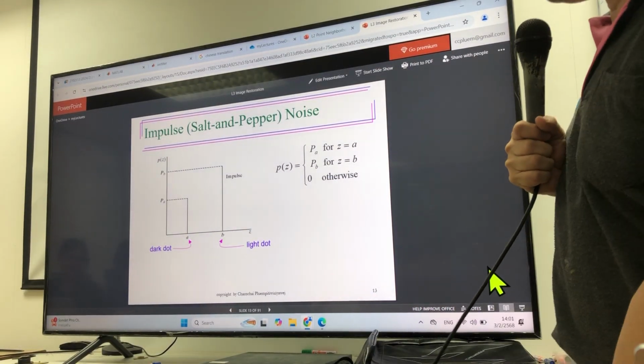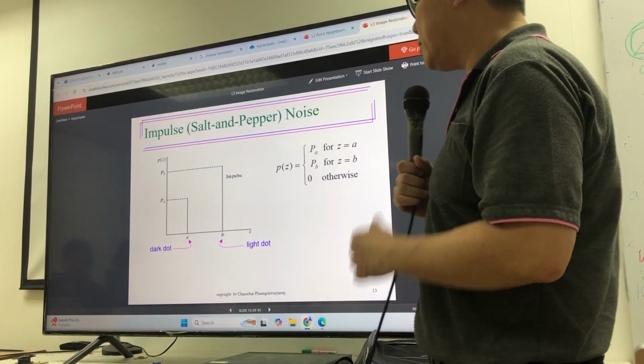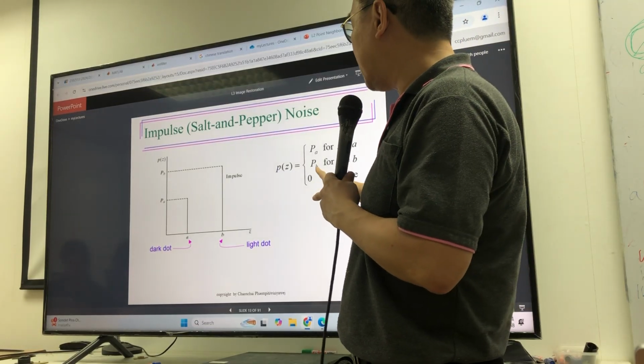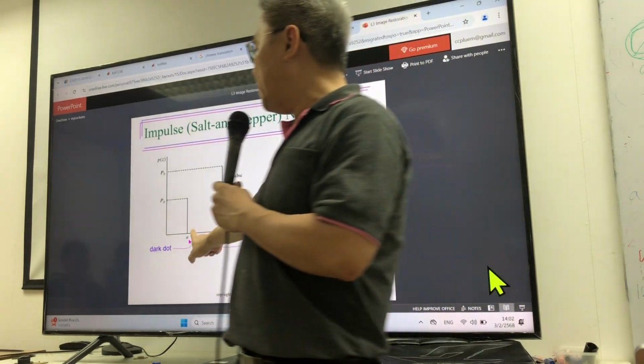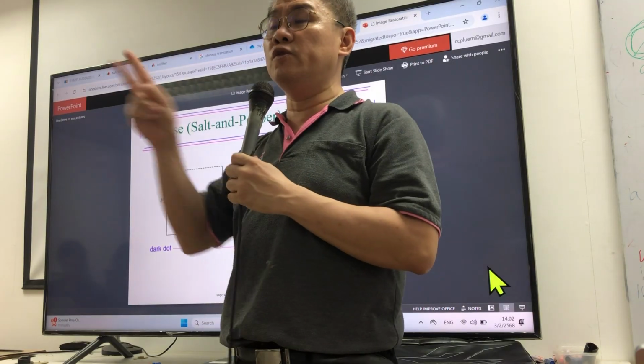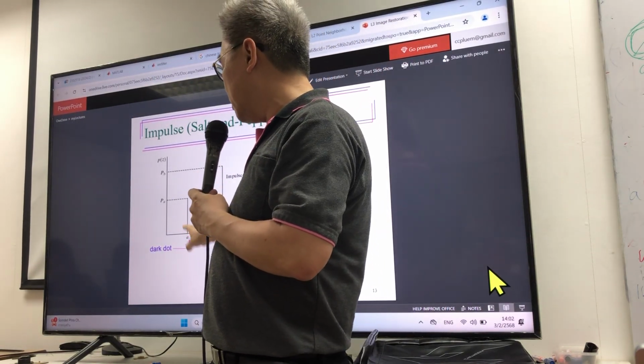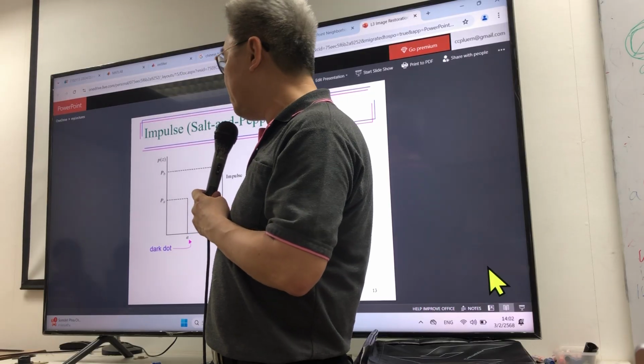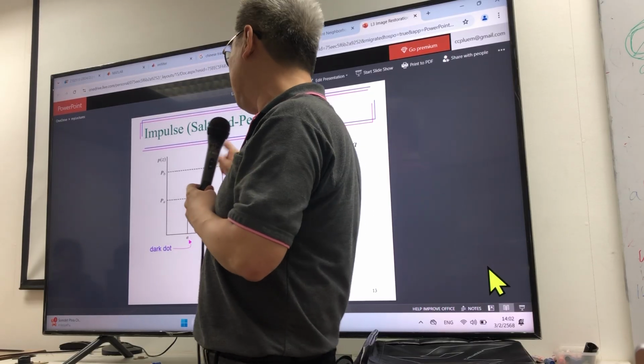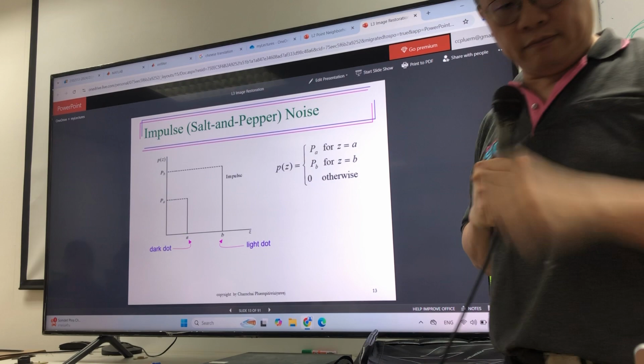Salt and pepper noise, or impulse noise, or impulsive noise. It's just two peaks. It only has two values, usually either black or white, or in general, it takes two values A or B with probabilities PA and PB.